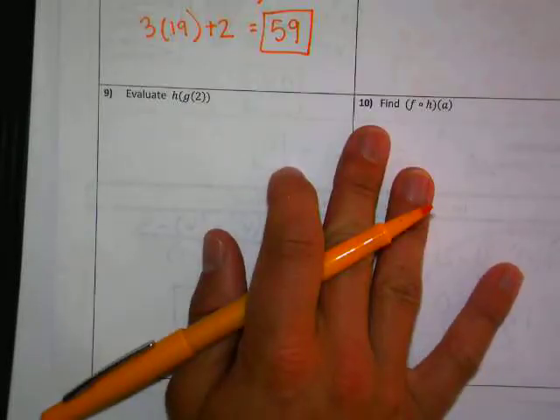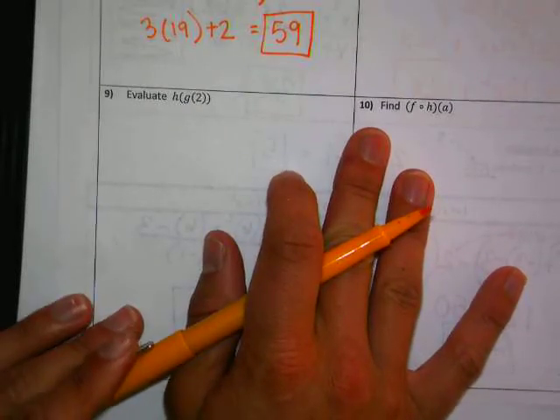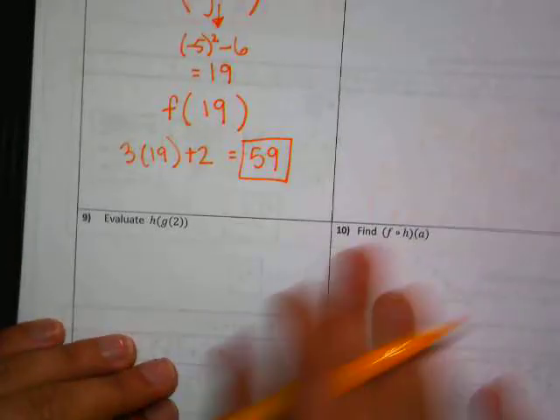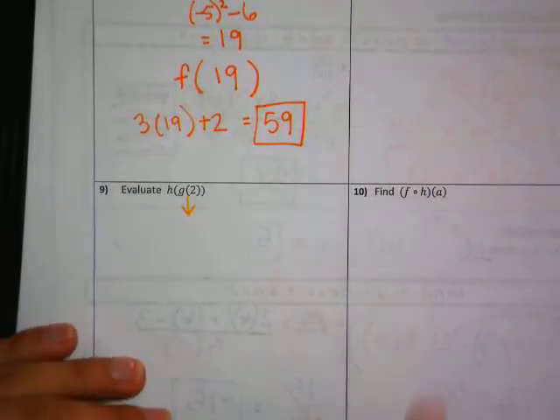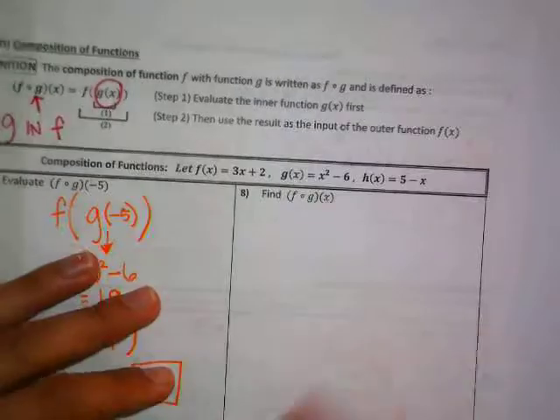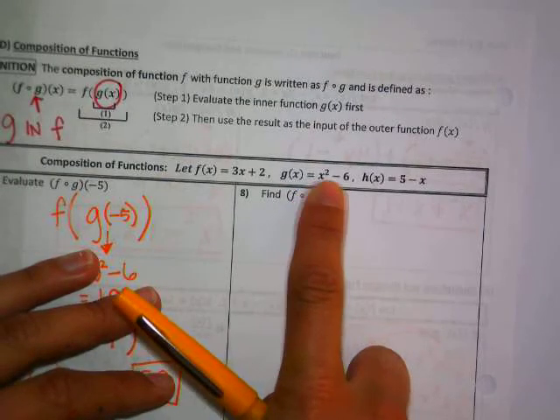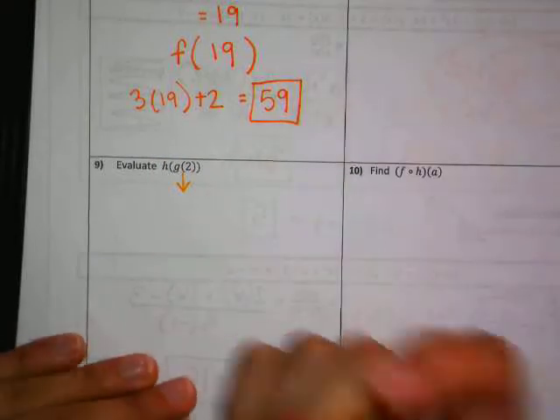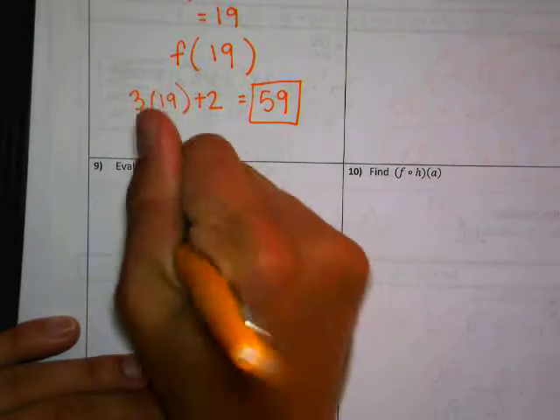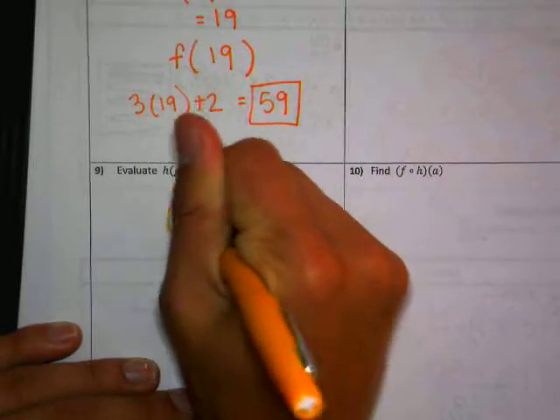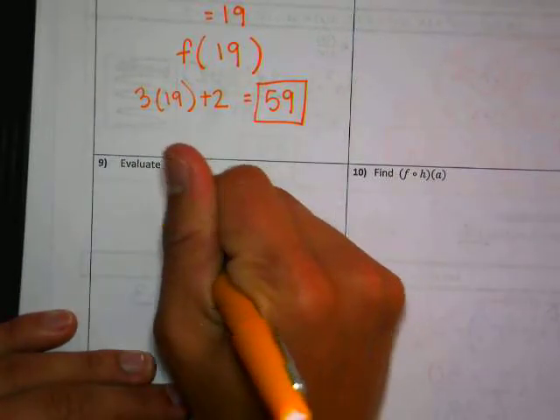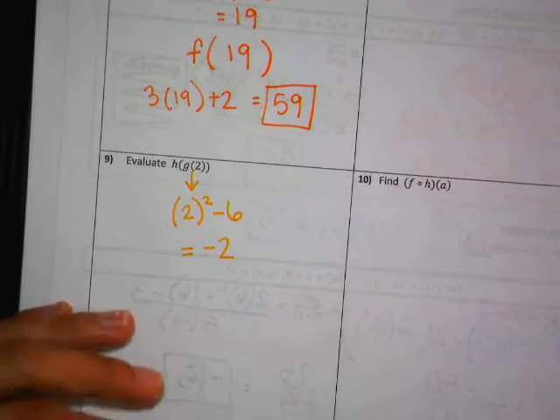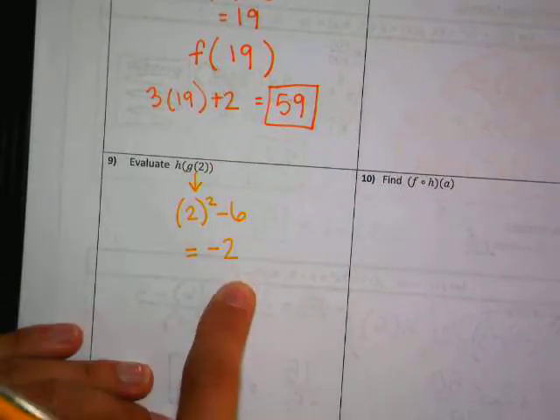All right, jump straight down to number 9. Alright, g of 2. So, the g function is x squared minus 6, but what number am I replacing x with? 2. So I have 2 squared minus 6, which gives me negative 2. 4 minus 6 is negative 2.